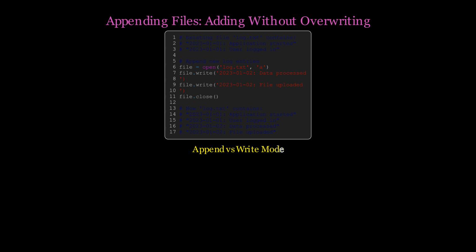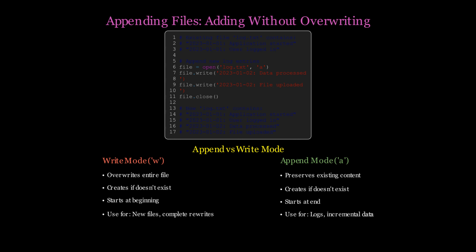Understanding the difference is crucial. Write mode completely overwrites files, destroying existing content. It's perfect for creating new files or completely rewriting existing ones. Append mode preserves existing content and adds new data to the end. It's ideal for logs, data collection, and any situation where you want to keep existing information.